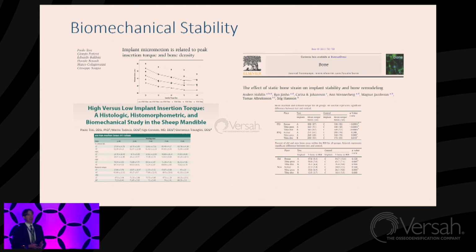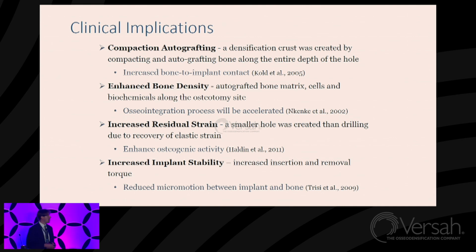In addition to reducing micromotion, we're also creating residual strains. So we're laterally expanding the osteotomy and creating this plastic deformation. When we're placing the implant, we're also further elastically deforming and compacting the bone slightly. And those residual strains can also be beneficial for healing, as long as they're kept within the threshold below microfracture and the pathological response.